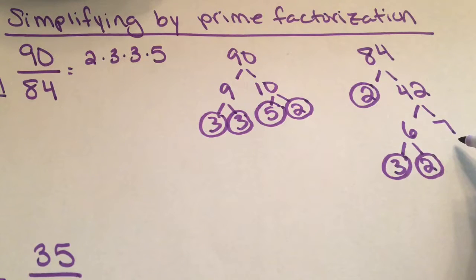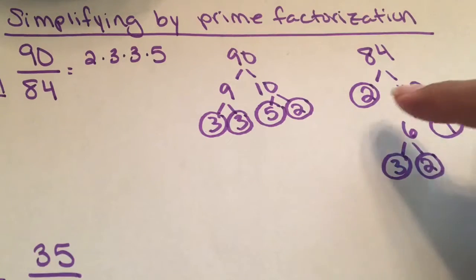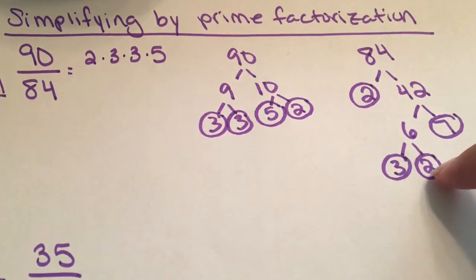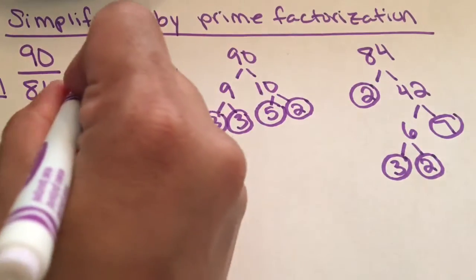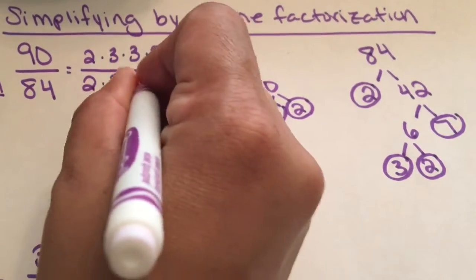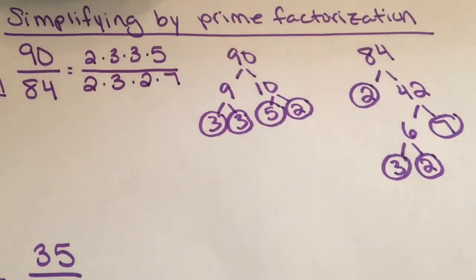Now I'm going to look at that 7. Well, what multiplied by what gives us 7? Only 1 times 7, which means 7 is also a prime number. Therefore, our prime factorization of 84 is 2 times 3 times 2 times 7. So I'm going to go ahead and write that in my denominator. 2 times 3 times 2 times 7. This time I didn't write it in order. It doesn't really make a difference.